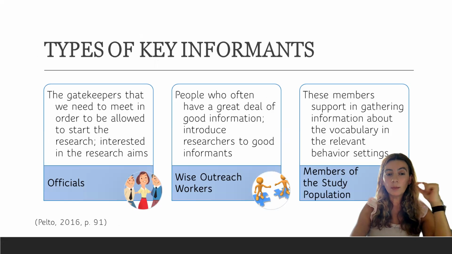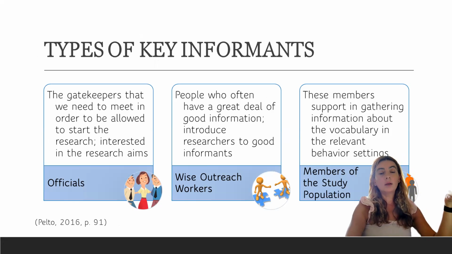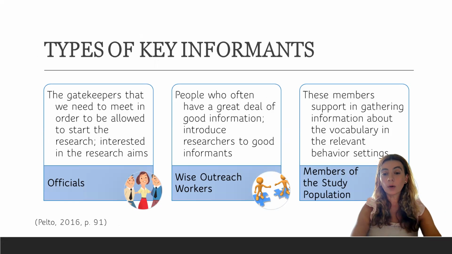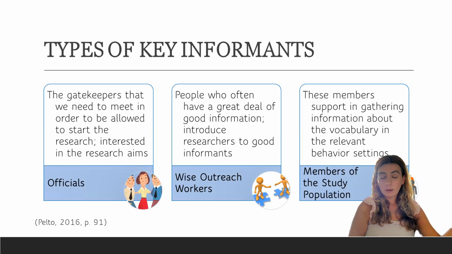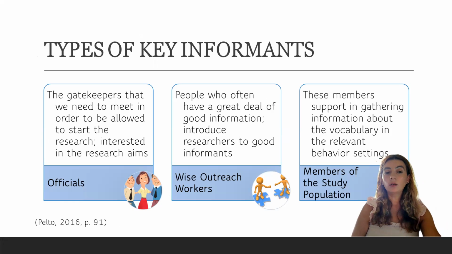Now, when we go to talk about types of key informants, those could be officials, they could be wise outreach workers, or they can be members of the study population. Okay, so officials, we keep talking about them. They are the gatekeepers that we need to meet in order for them to allow us to start the research. They have interest in the research aims.